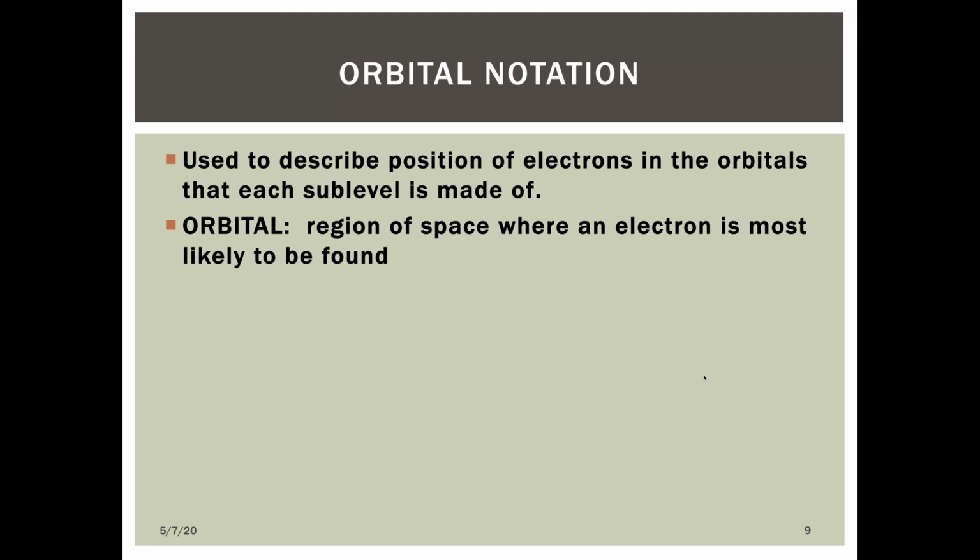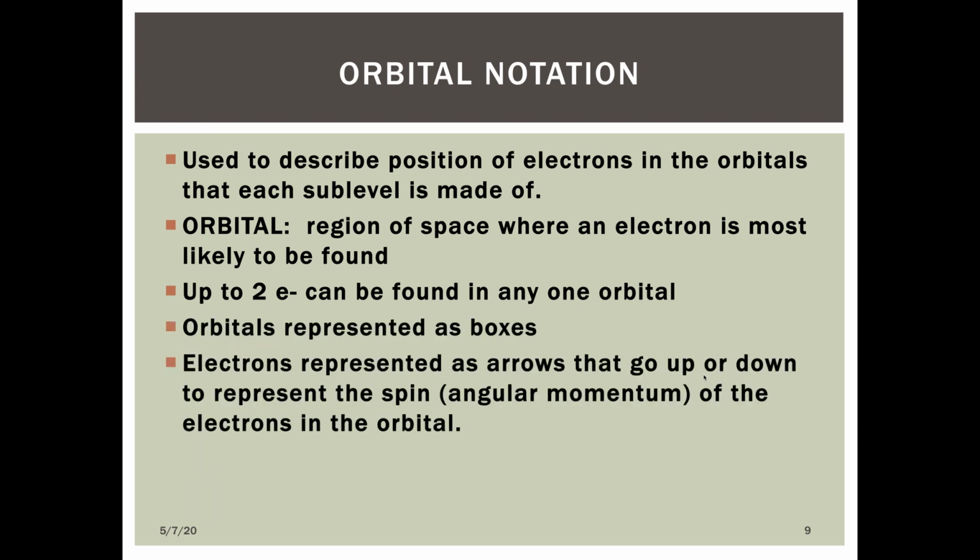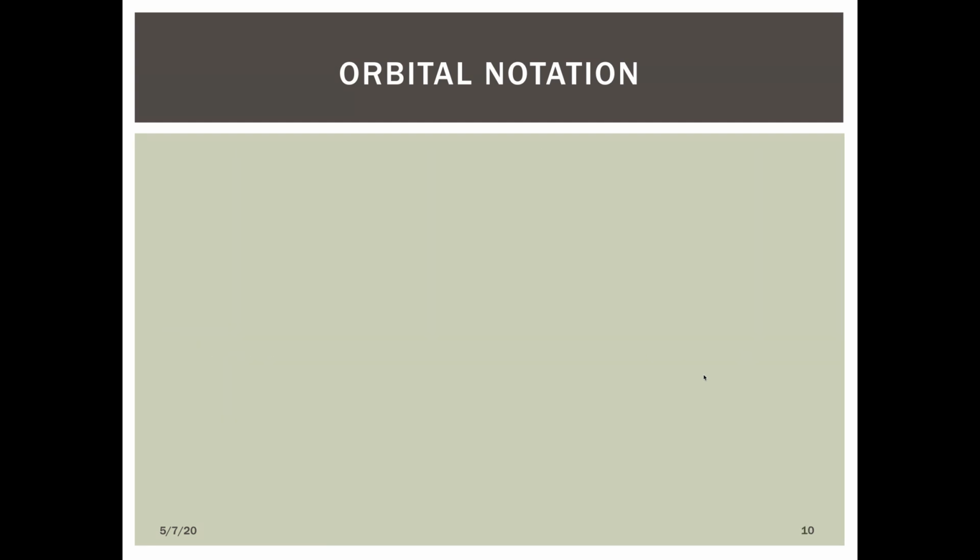So the orbital is where you're most likely to find an electron, and you can only fit up to 2 electrons in one orbital. You can have 1 electron, you can have 2 electrons, it's even possible to have none. We're going to represent them as boxes, and the electrons will be represented as arrows that go in the boxes. Up arrows represent up spin, down arrows represent down spin, because electrons will spin in opposite directions in the same orbital. Yes, I know, very complicated, so let's get to the examples.